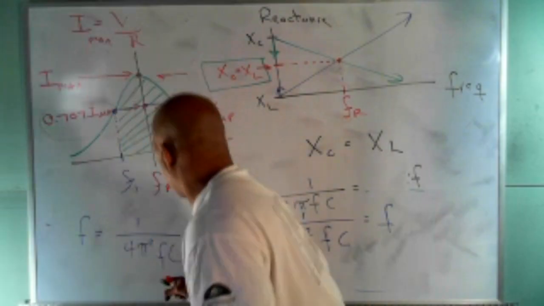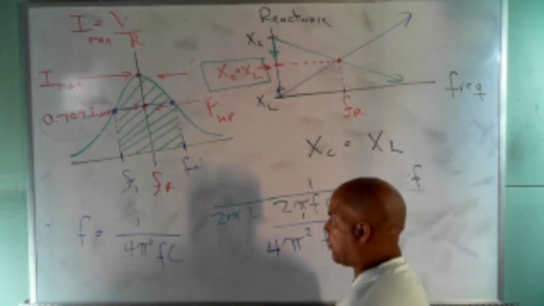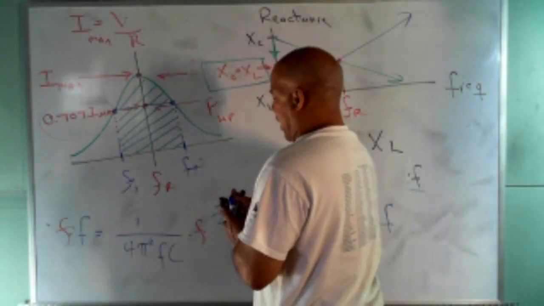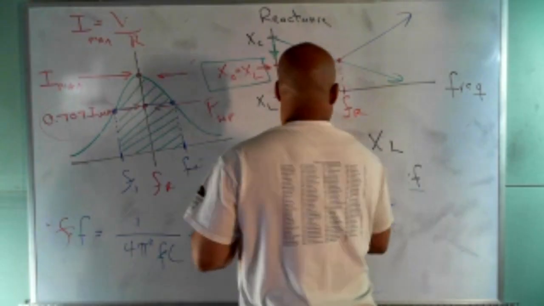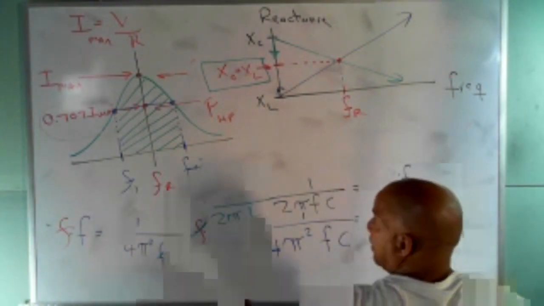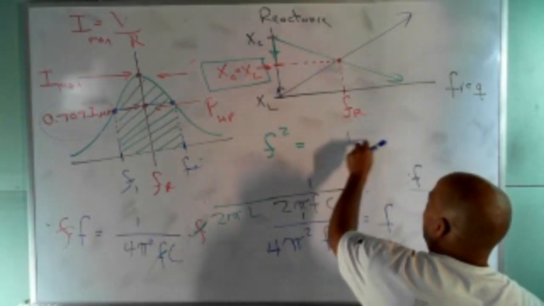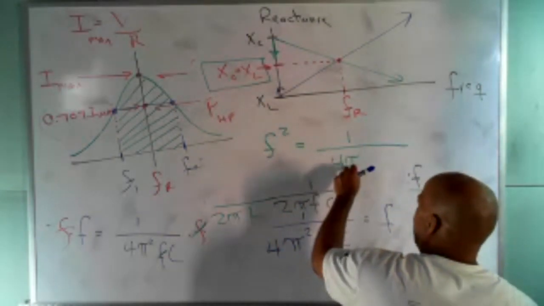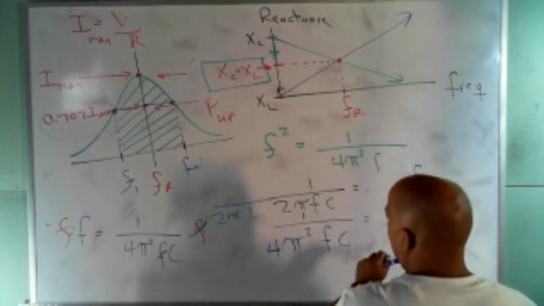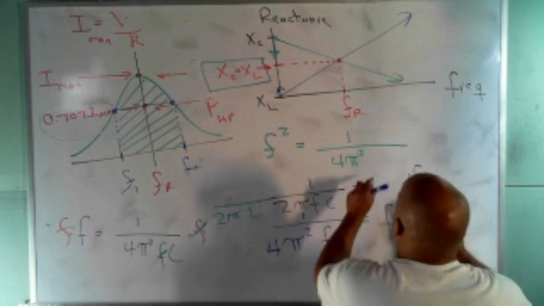All I got to do is get rid of that F right there. How do I do that? Well, I multiply both sides by F, and these F's are going to cancel out. And then what I'm left with is, on the left, F times F is F squared. And on the right, I got 1 over 4 pi squared. I forgot my L. 4 pi squared LC.